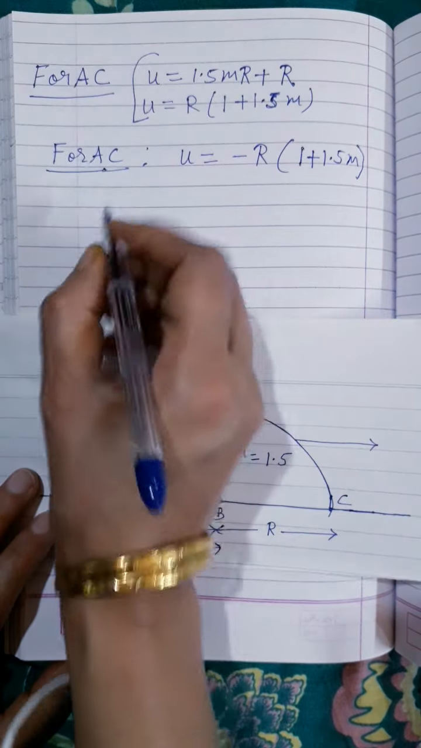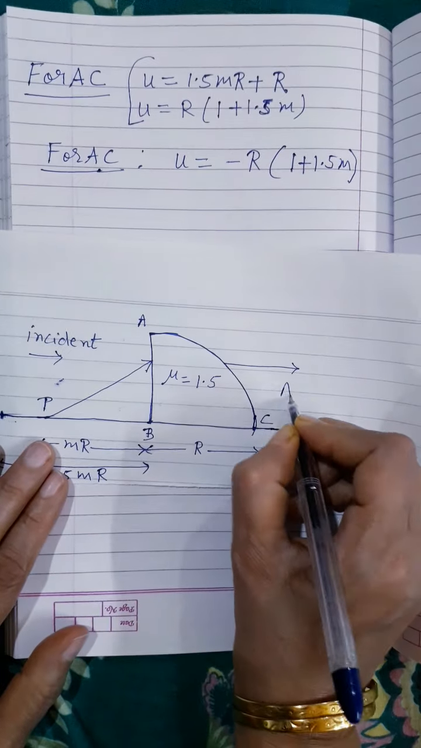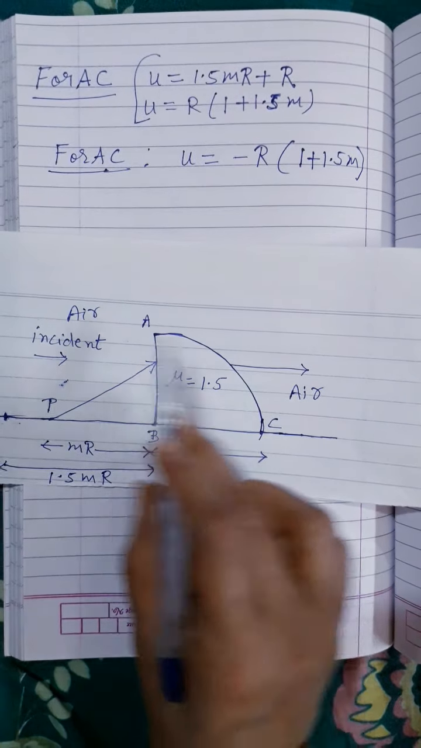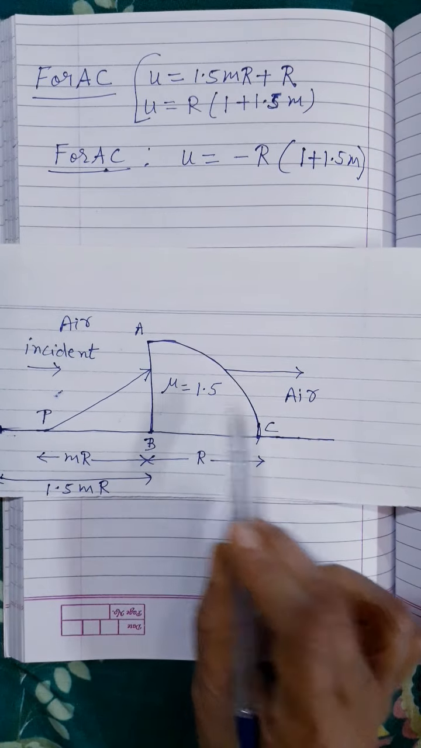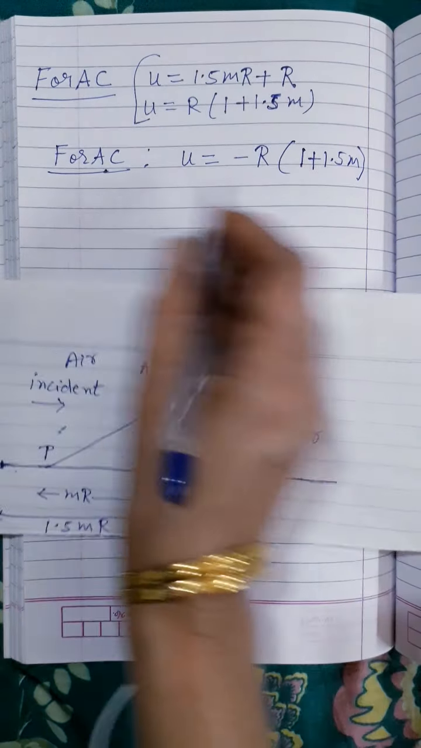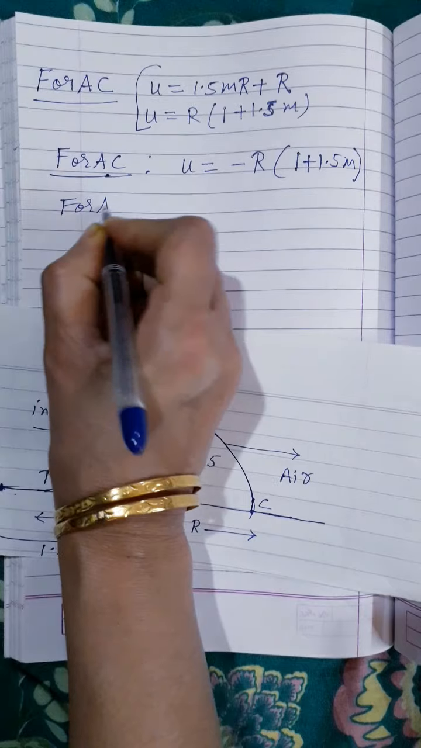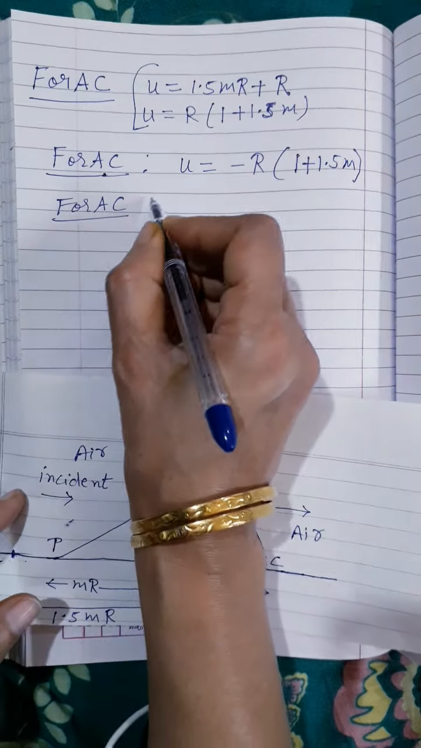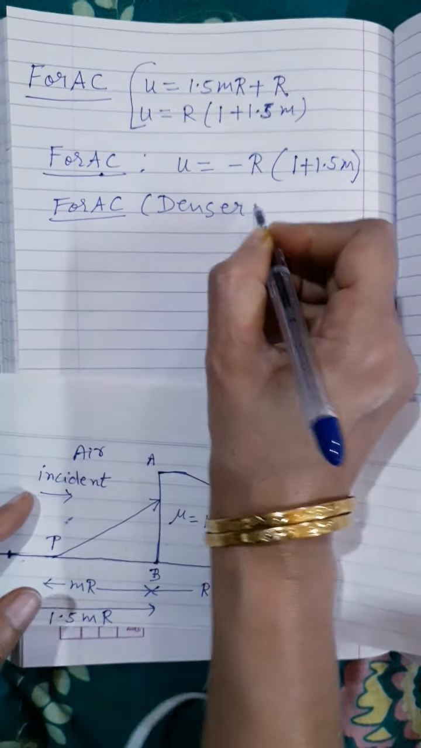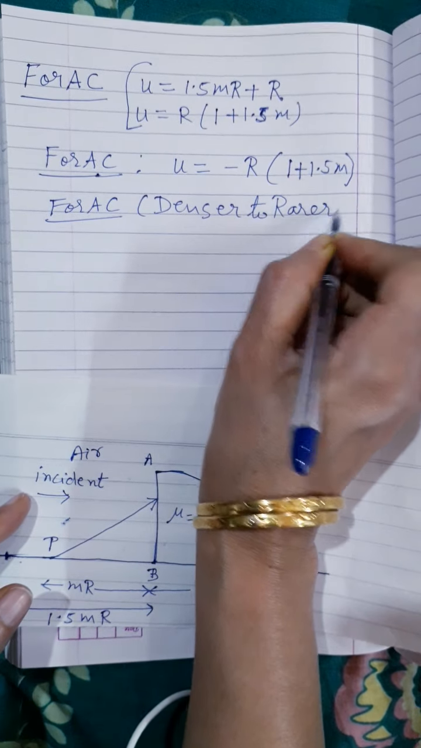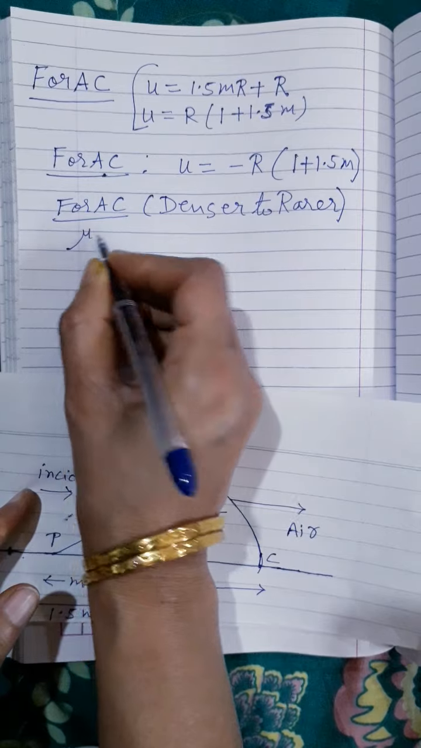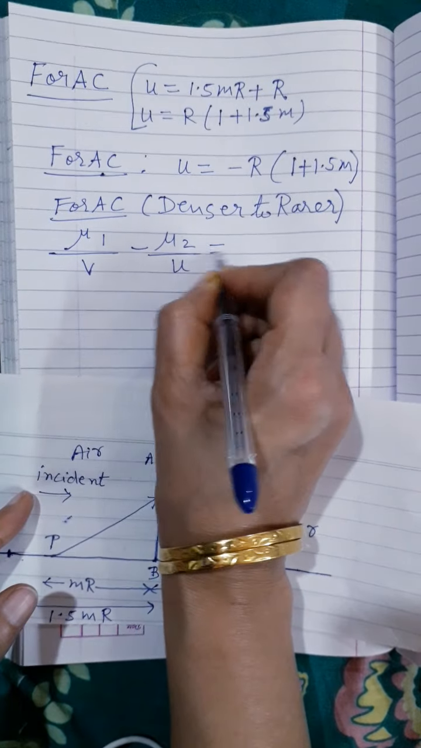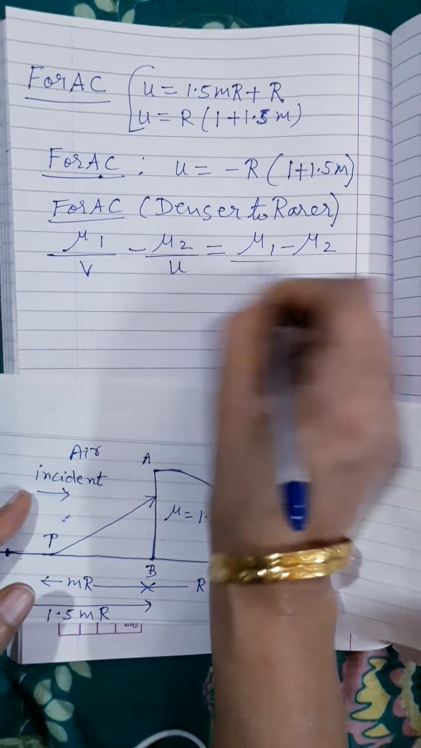अब आप ये देखिए फॉर सरफेस AC, यहाँ पर हमारा एयर है, राइट साइड में भी एयर है, लेफ्ट साइड में भी एयर है. Now when the ray of light will emerge from AC surface, it will be going from denser to rarer medium. So I will use for surface AC रिफ्रैक्शन एट अ सिंगल स्फेरिकल सरफेस का हम यूज़ करेंगे फॉर्मूला फॉर डेंसर टू रेयरर, which is given by mu1 upon V minus mu2 upon U, mu1 minus mu2 upon R.